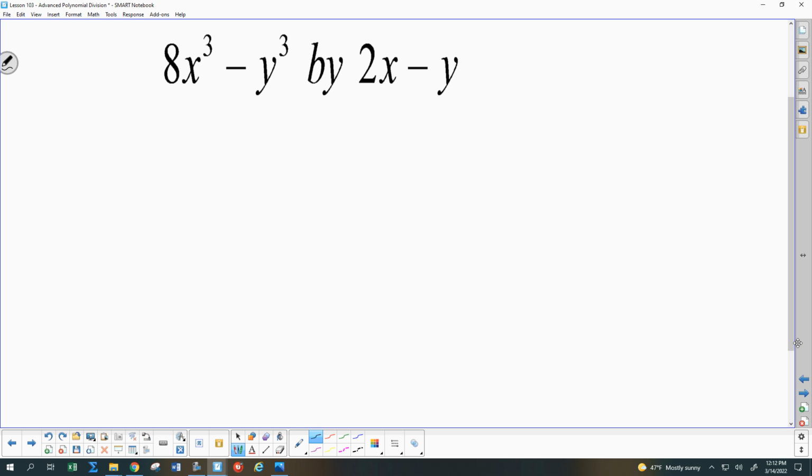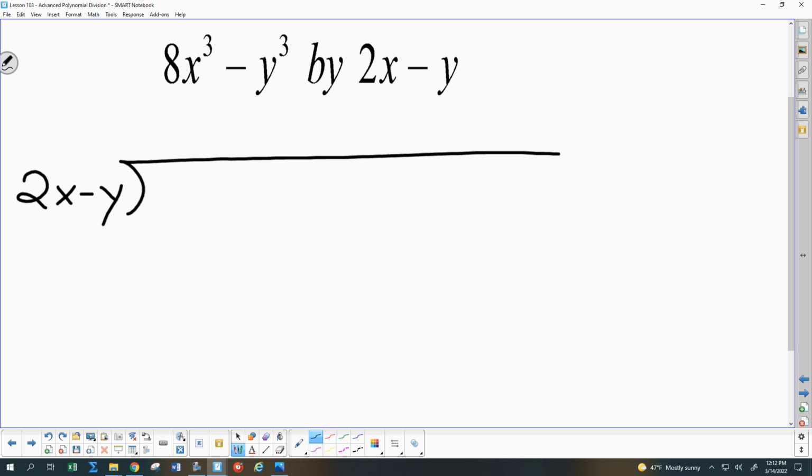So Ethan, which one are you putting on the left on the outside? Give me a thumbs up, thumbs down. Is 2x minus y the one that goes outside? Sounds good to me also. So 2x minus y on the outside, 8x cubed minus y cubed on the inside. Write down what you think the first term in the quotient needs to be.